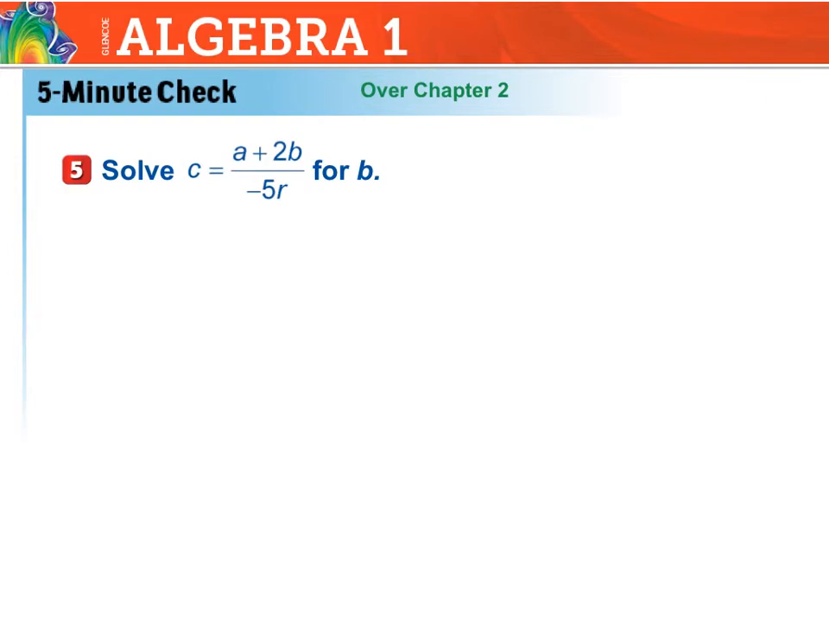And everybody's favorite, literal equations. When we solve for b, we will get b is equal to negative 5rc minus a, all of that being divided by negative 2. Okay. Sweet, so onward we go.